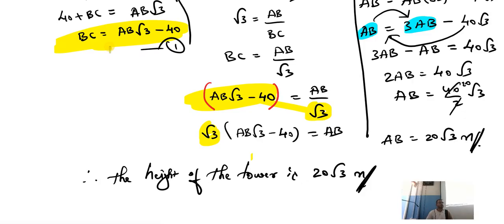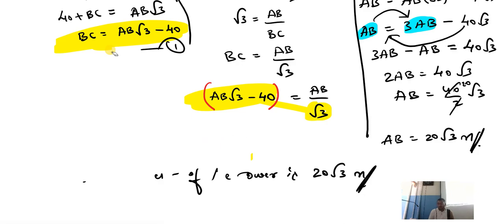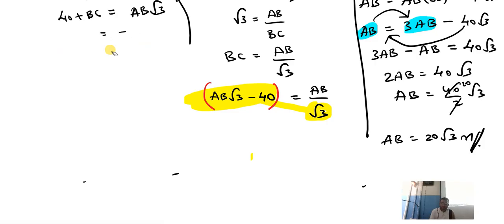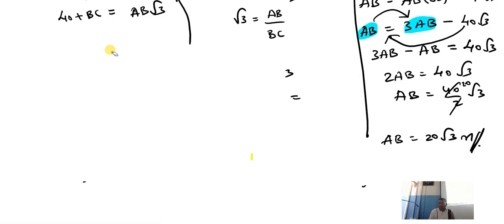I hope you have copied these steps, right? One more step I'll show you. This is not the only method; we have another method also to solve this problem. From where we get this step, I'll show you the answer from this step. Let me erase this part. Forget about this part. I'm showing you one more method.